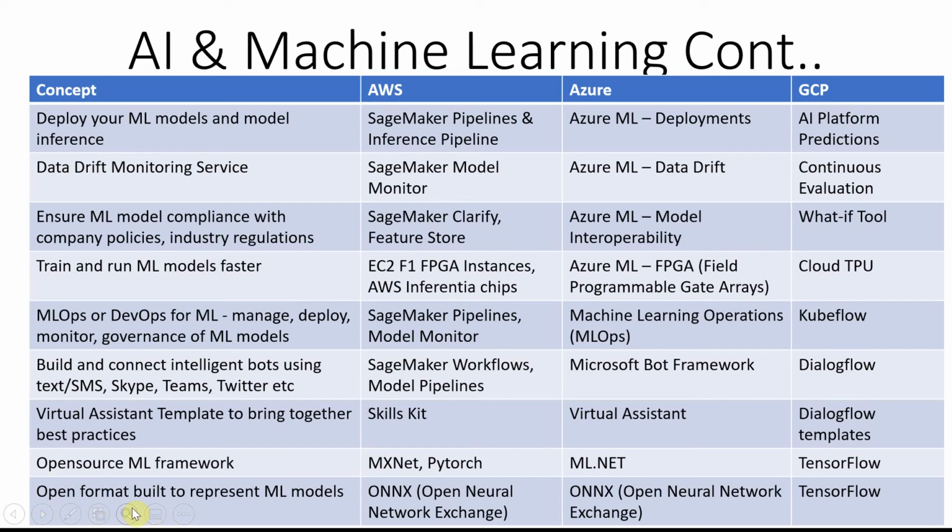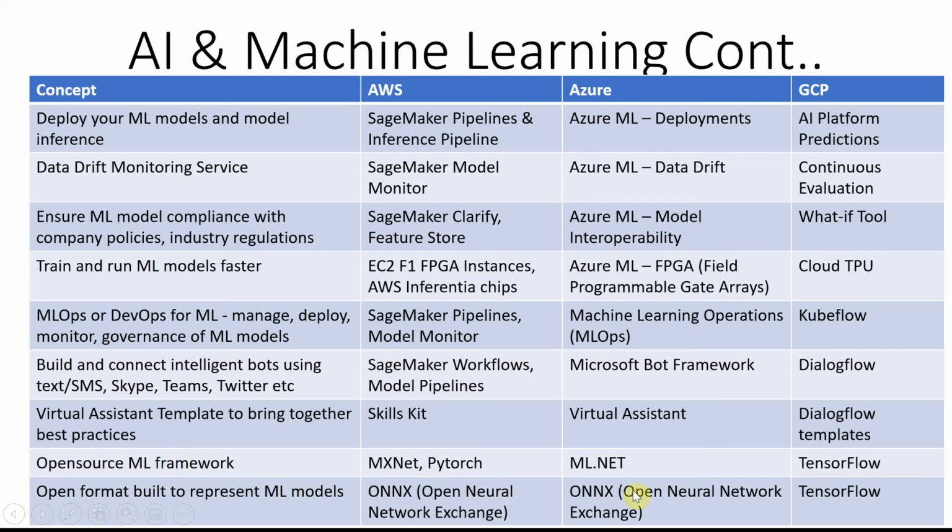Next is the open source ML framework. All the cloud vendors picked one or the other open source ML framework. For example, AWS picked MXNet and PyTorch, Azure picked ML.NET, and GCP picked TensorFlow. All of them are popular, and the most popular are TensorFlow, MXNet, and PyTorch.